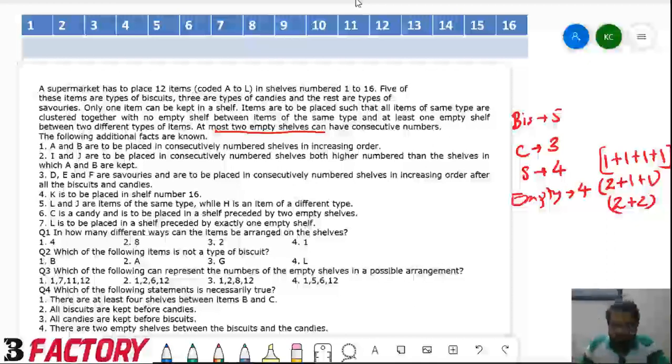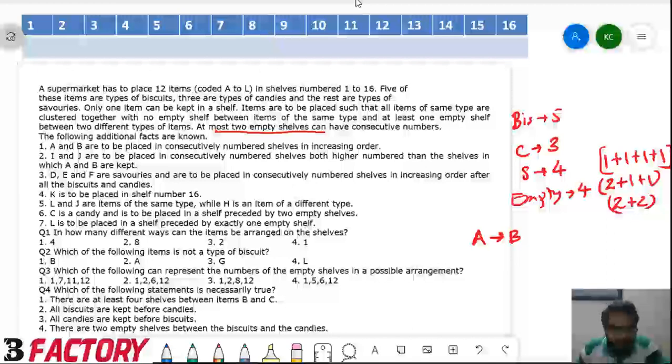Okay. Now, it is given that following additional facts are known, A and B are to be placed consecutively numbered shelves in increasing order. So, I'm writing this additional information here. So point number one, A followed by B. They are obviously same types.